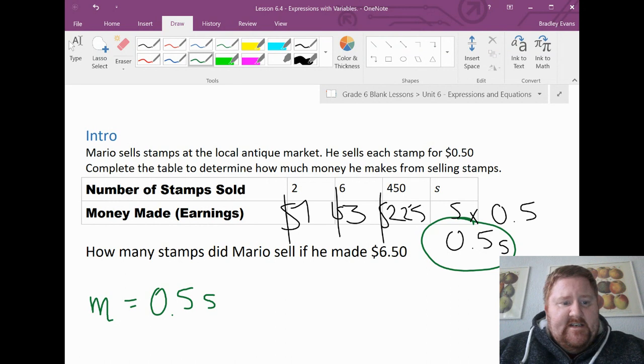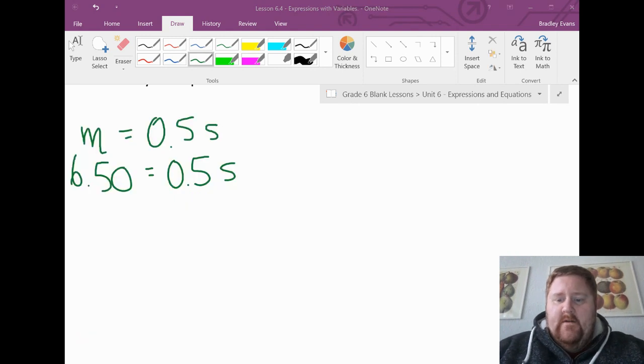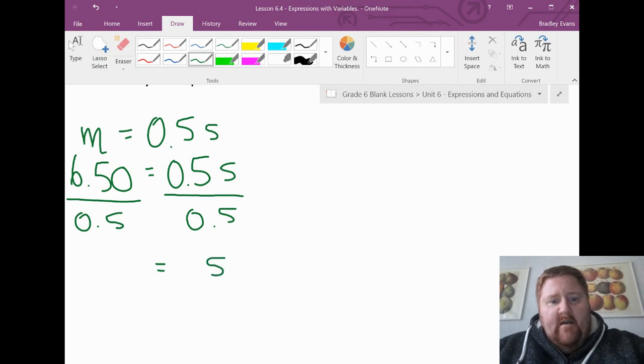Okay, so how many stamps did he sell if he made $6.50? Okay, so he made $6.50, and that was equal to 0.5 times S. Right, so we need to know how many stamps that equals, which is the S. We need to isolate the S, get the S by itself. So if I divide this by 0.5, and also divide this by 0.5, then I will be left with S by itself, and 6.5 divided by 0.5.